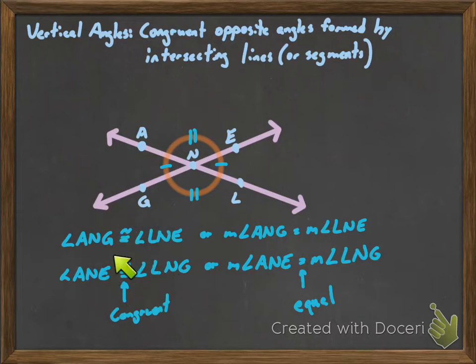We talk about congruence when we talk about the shape of something. So what size is the shape? If they're the same size, then we say that they're congruent. If we're talking about the actual number associated with the shape or the angle or the line segment, we would use an equal sign. It's a subtle distinction, so you're going to see both of them.